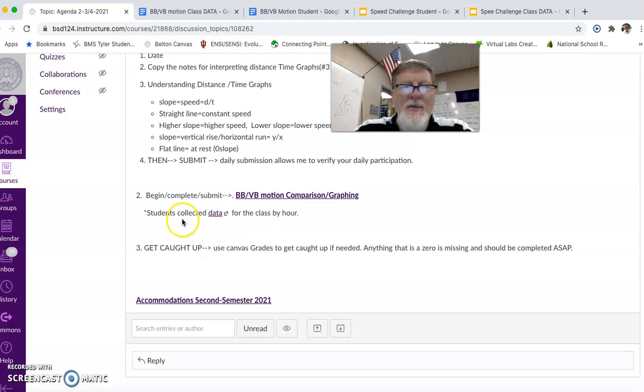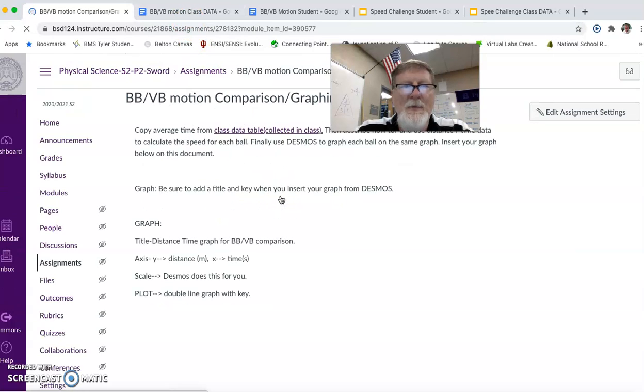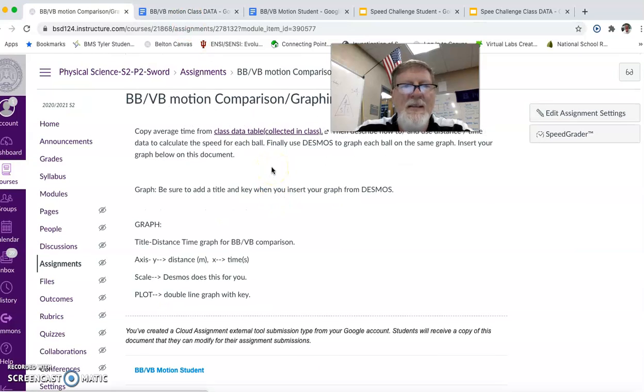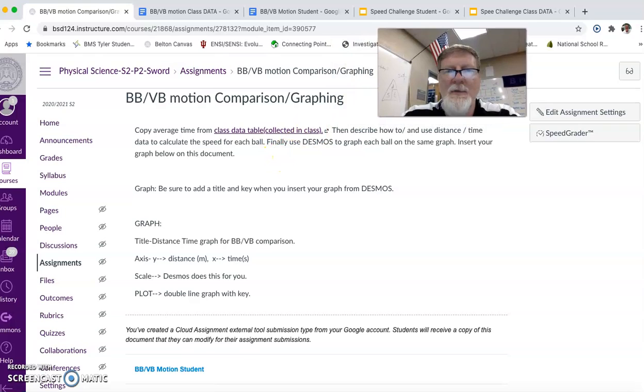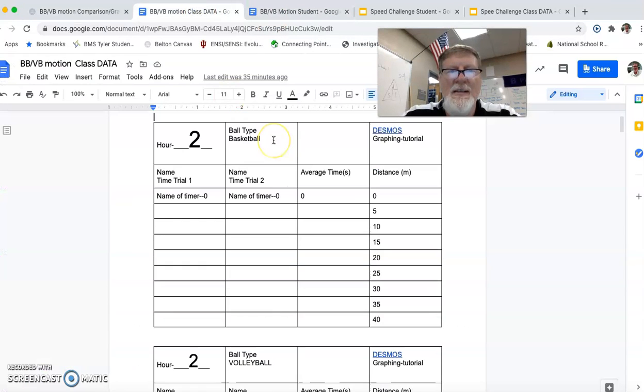The second thing we're going to do today, the next activity, is called basketball, volleyball, motion comparison and graphing. When you open this, you will get the directions. It says copy the average time from the class data table. If you look at the class data table, it looks like this.